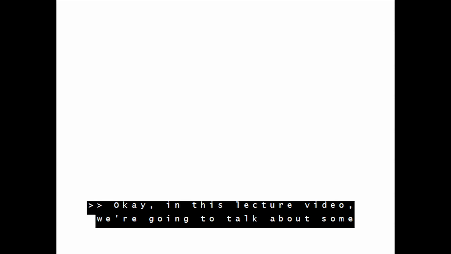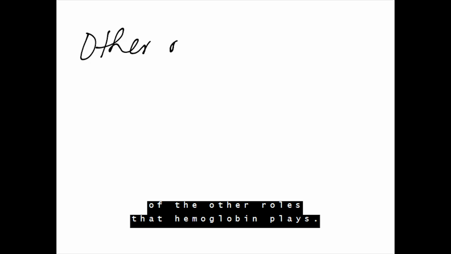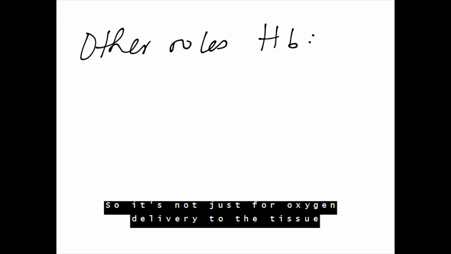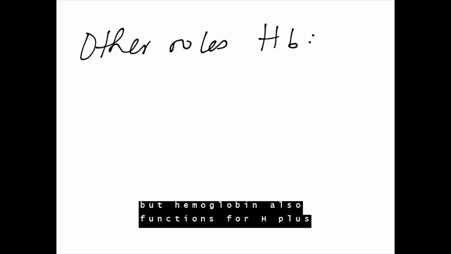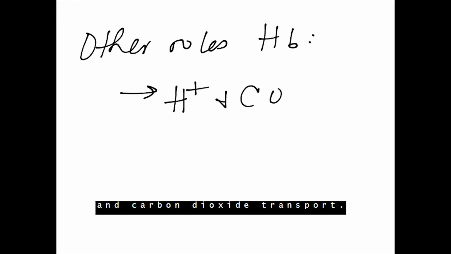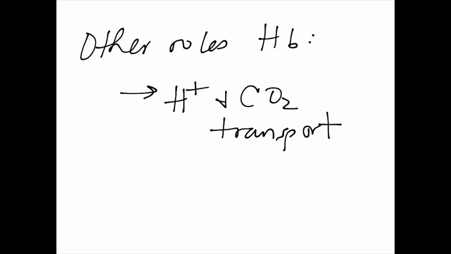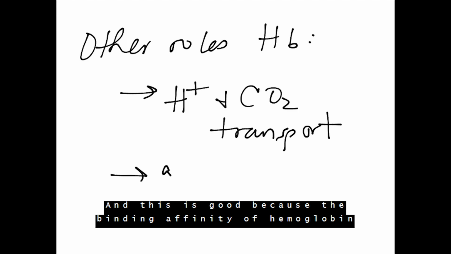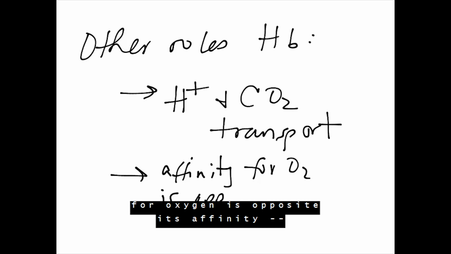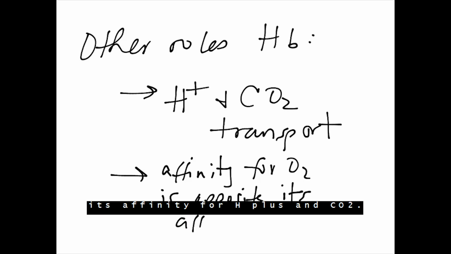Okay, in this little lecture video, we're going to talk about some of the other roles that hemoglobin plays. So it's not just for oxygen delivery to the tissue, but hemoglobin also functions for H plus and carbon dioxide transport. And this is good because the binding affinity of hemoglobin for oxygen is opposite its affinity for H plus and CO2.